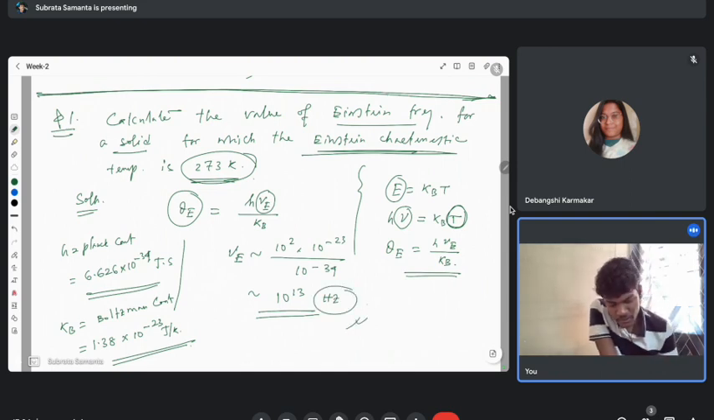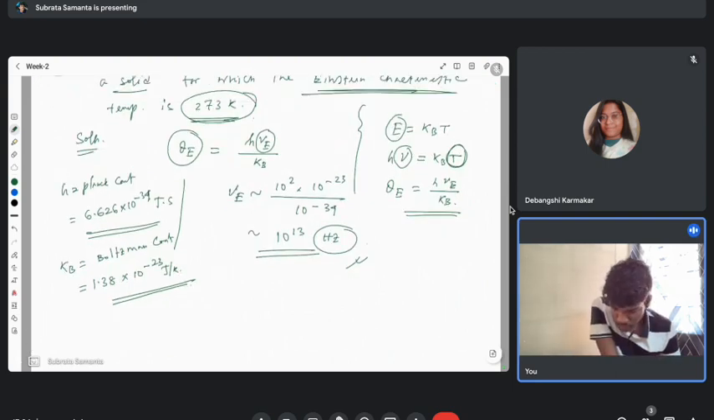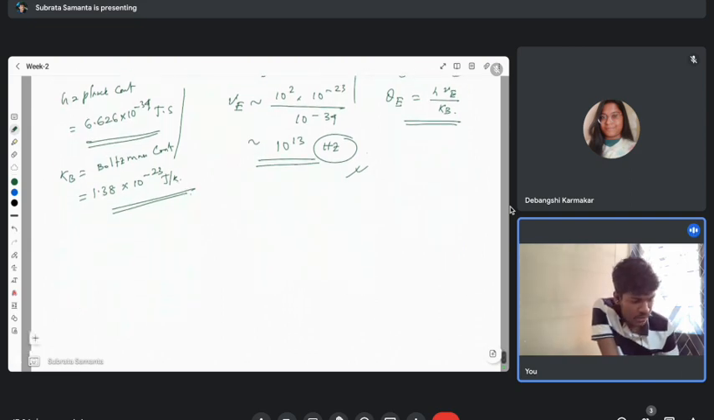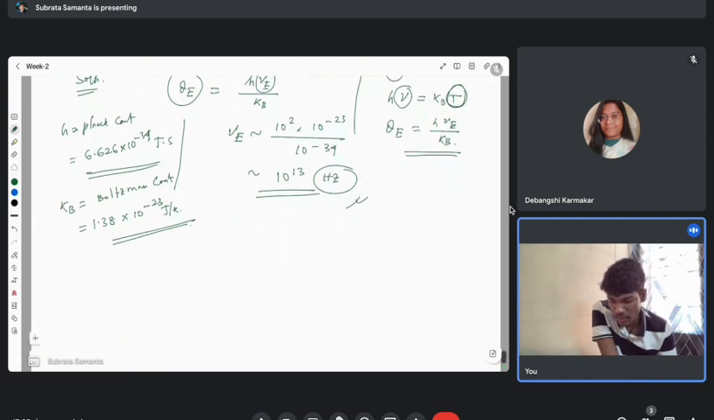So we calculate exactly, but the frequency is roughly 10 to the power 13 hertz. Next, in this case the temperature is given, the Einstein temperature, and we calculate the Einstein frequency. Then we can do the opposite and ask what the Einstein temperature is when the frequency is given. Using the same formula we can calculate.